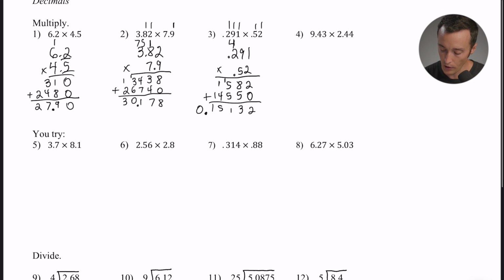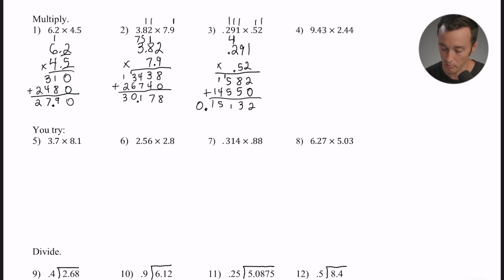Let's do number 4. And again, this process is exactly the same. 9.43, 2.44. Okay, here we go. 4 times 3 is 12, carry the 1. 4 times 4 is 16, plus 1 is 17, carry the 1. 4 times 9 is 36, plus 1 is, whoops, what happened there? Sorry, my pen went crazy. Okay, 4 times 9 is 36, plus 1 is 37.